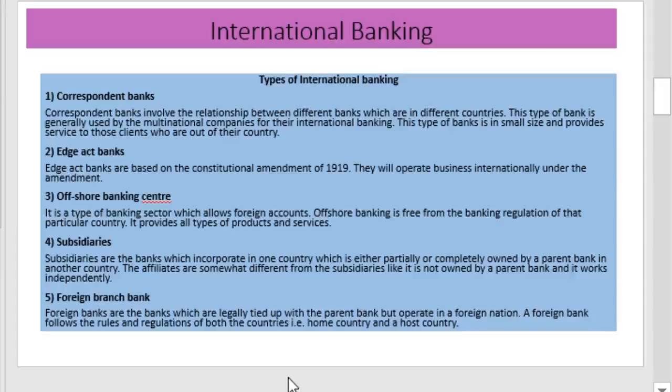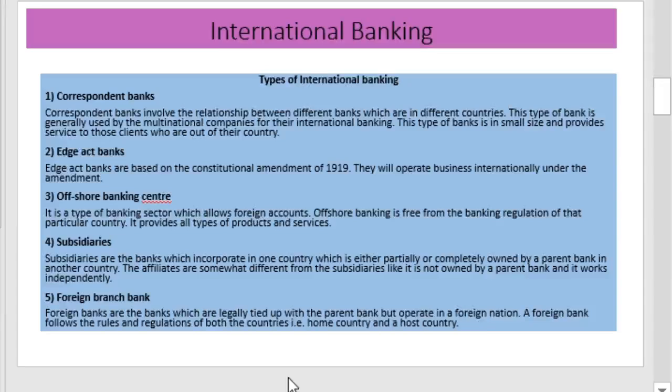This type of bank is generally used by multinational companies for their international banking. This type of bank is small in size and provides services to those clients who are outside their country. That is, the relationship between different banks in different countries is termed correspondent banking, but these are small in number. Second one is the Edge Act bank.